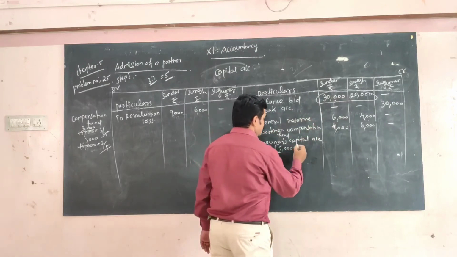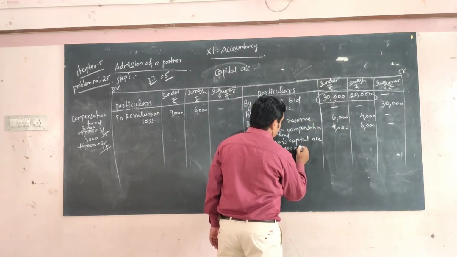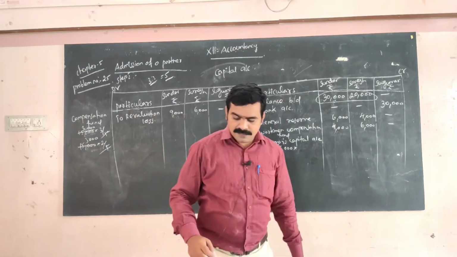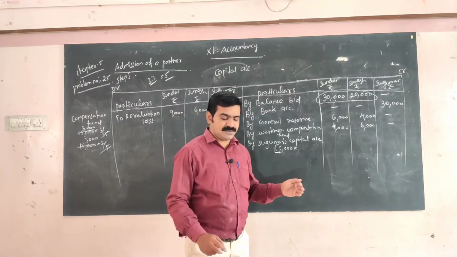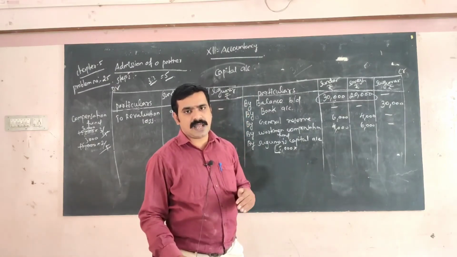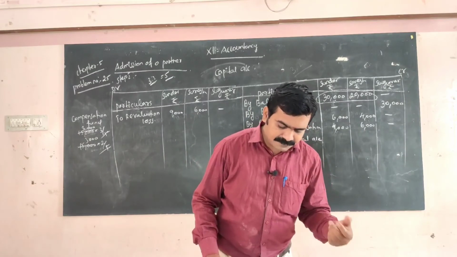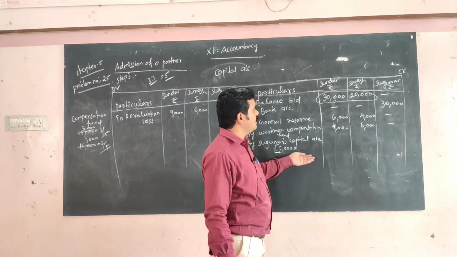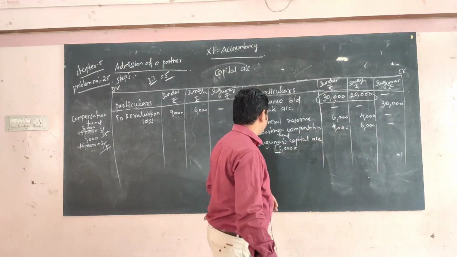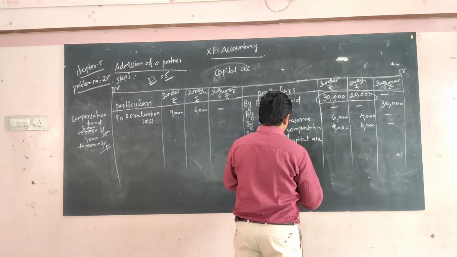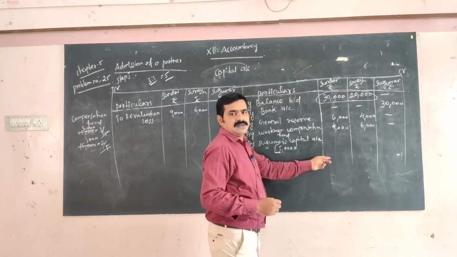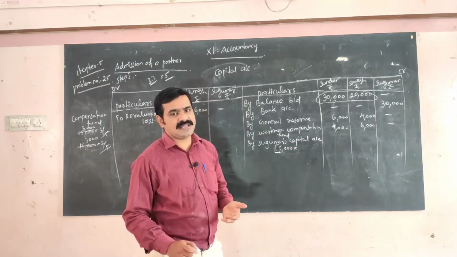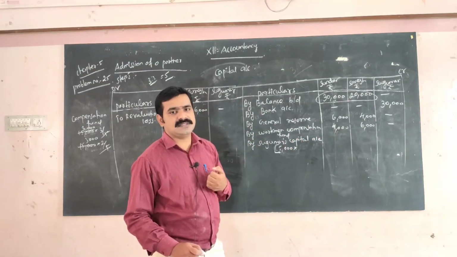We divide the 5,000 among the old partners in the ratio 3:2, so 3,000 and 2,000. You divide it in the old partners' capital accounts: 3,000 for Sundar and 2,000 for Suresh, because our share is 3:2.